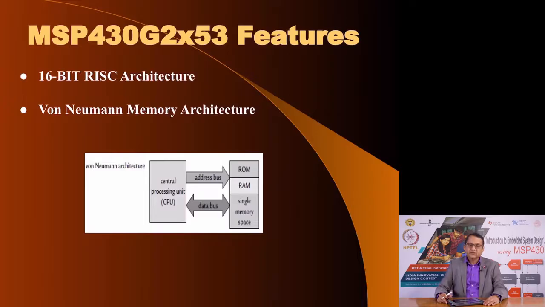So, the important feature is that it is a 16-bit RISC architecture. RISC indicates that the instruction set architecture is of the RISC variety, reduced instruction set computer, and from the memory interface point of view, it is a von Neumann memory architecture here. What this indicates is that the program memory, the data memory and the registers, they are all mapped into a single memory map, as you see here.